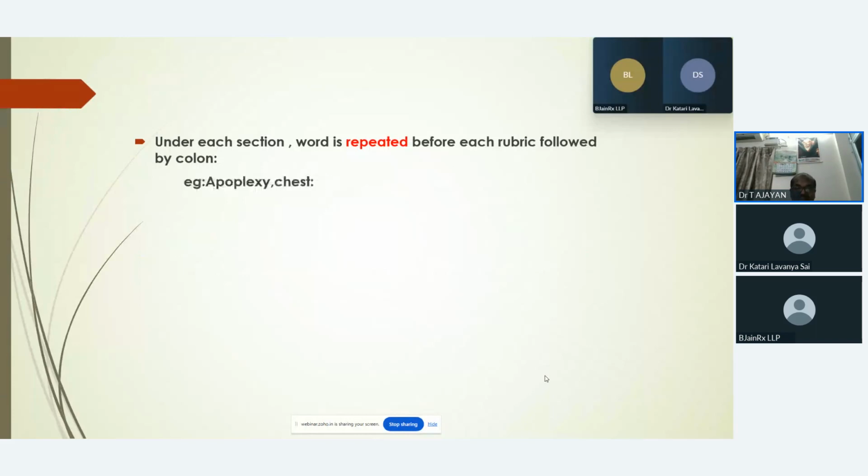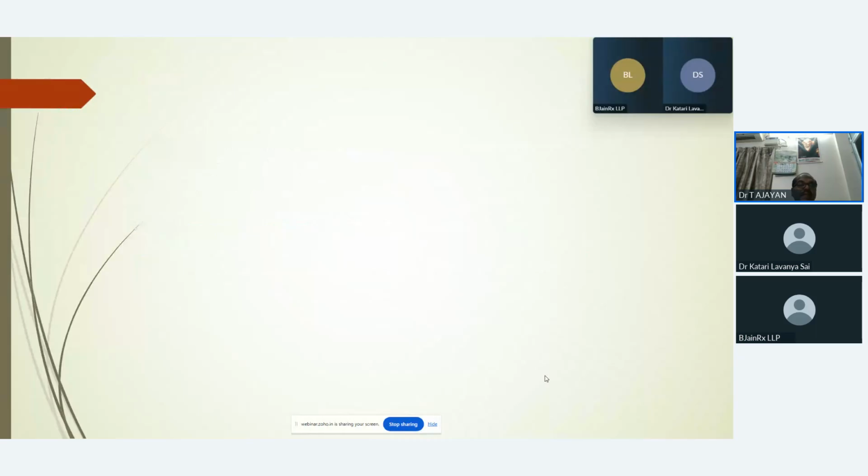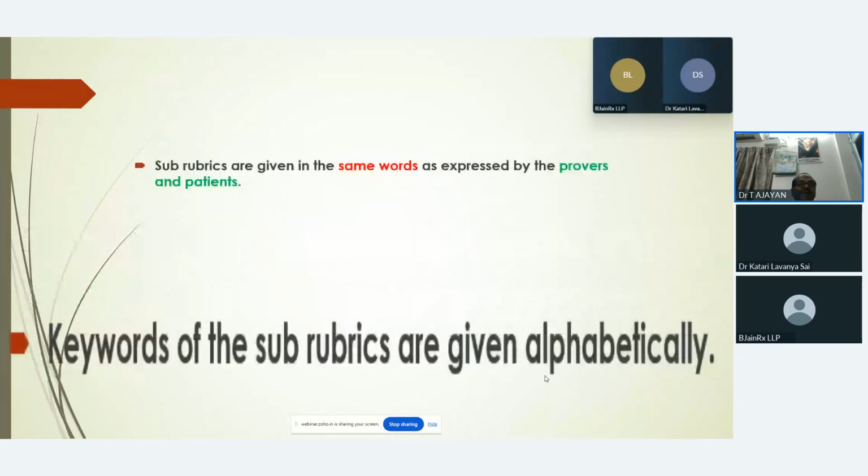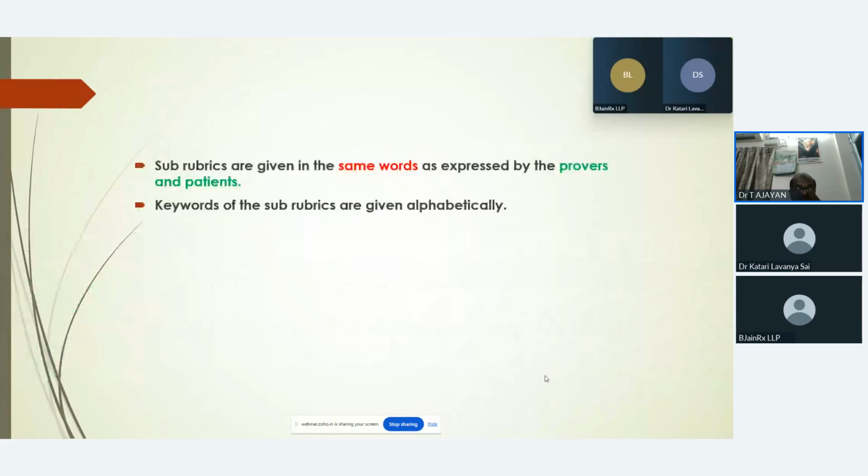For example, apoplexy chest, then apoplexy in drug guard, and likewise. Before the sub rubric, the main rubric, the chapter or section, is added again. Then rubrics and sub rubrics are also in alphabetical order. Then the rubrics are given in the same words as expressed by the prover and patient. This is the main advantage of the Knerr repertory.